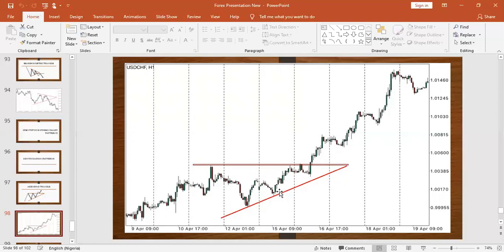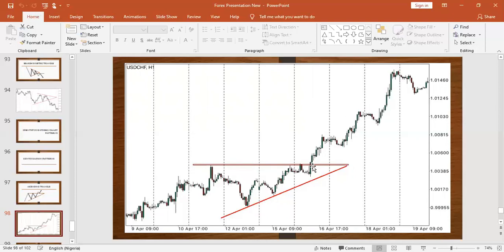So how many touches do we have here? 1, 2, 3, 4, 5. So this is a valid ascending triangle formation. And what happened? Price went all the way and broke out. Unfortunately, it didn't come back for a retest, but you could have gotten in when you saw this very bullish breakout. The price went all the way up. You could have bought at this pullback and measured the move. The difference between this point and this point you can use as your take profit, and you would have hit your take profit long before all of this happened.